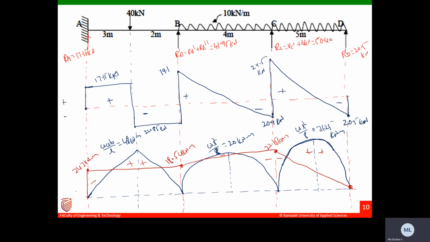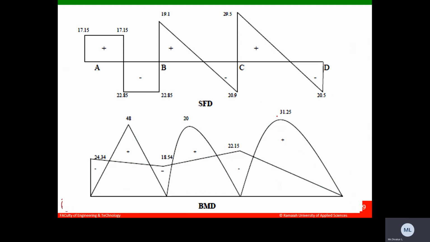Please, this is how we need to draw the BMD. So clearly I have shown it here, with all the values. This is in kilonewton meters. These are the actual diagrams. All the shear forces are in kilonewtons, and the moments are in kilonewton meters. Okay, this is the BMD and SFD. This is how we need to represent your bending moment diagram.